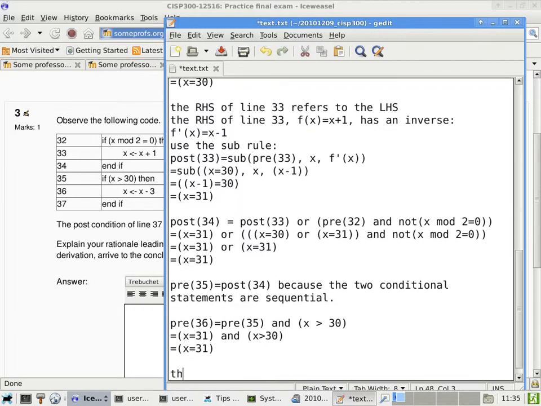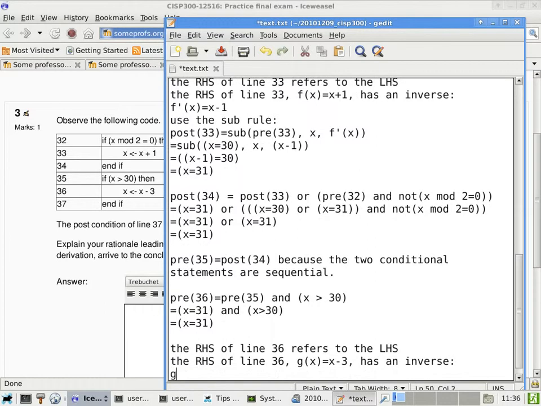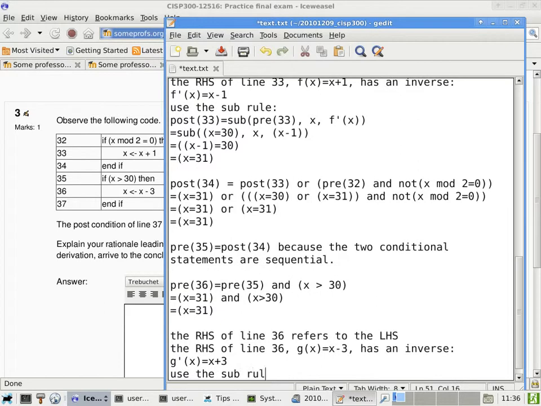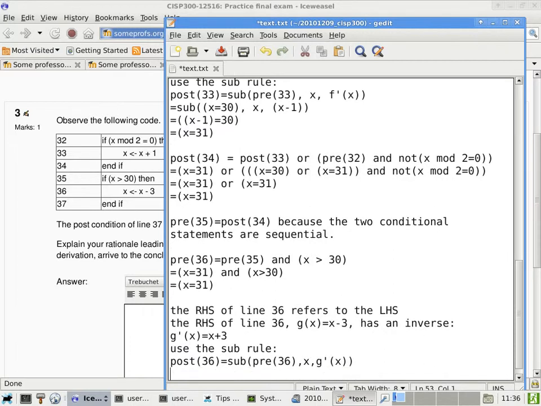And then after this, we say the right-hand side of line 36 refers to the left-hand side. And then we say exactly the same thing. The right-hand side of line 36, we call it g of x this time, as an inverse function. The inverse function g prime of x is x plus 3. That's why we can use the substitution rule. So that means post 36 is the result of substitution applied to pre-36, applied to variable x, and replace x with g prime of x in this case.